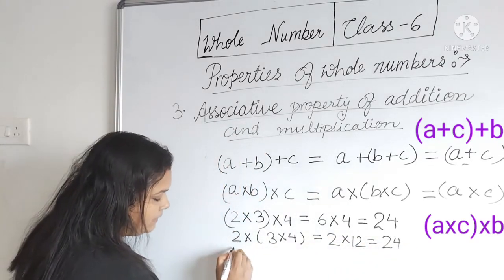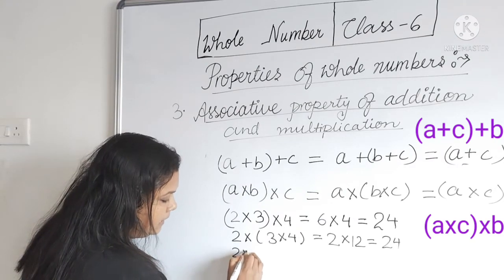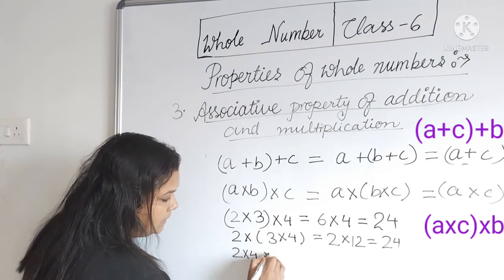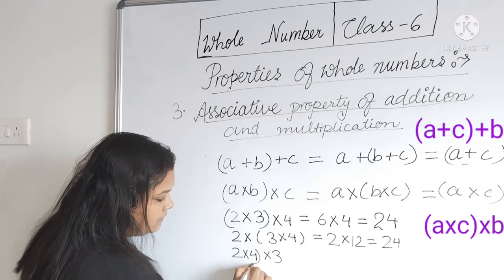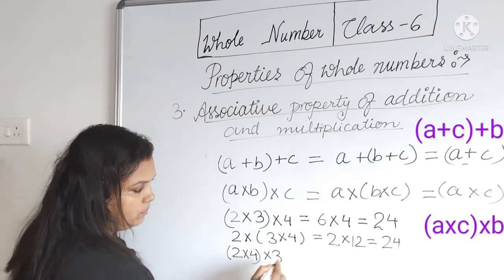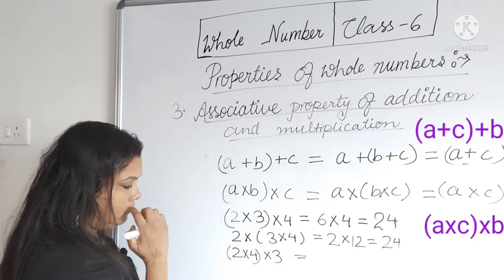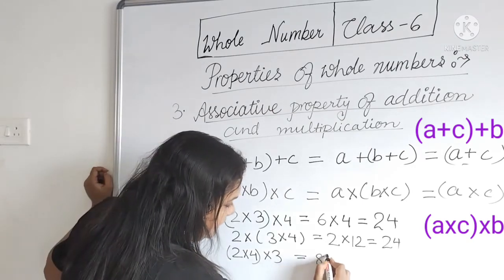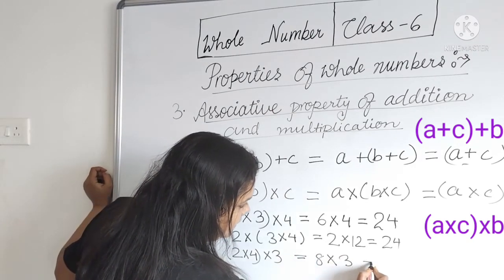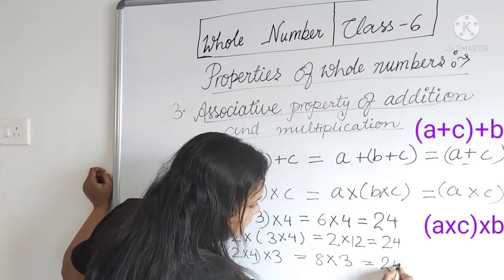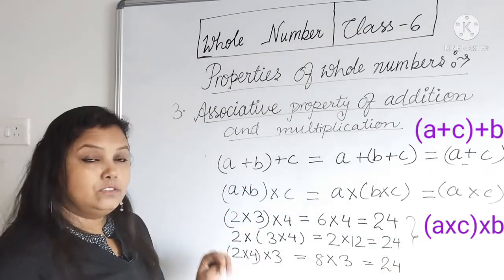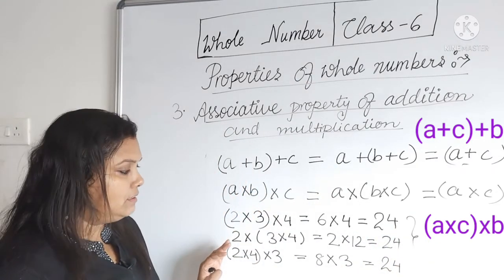And the last grouping, that means 2 multiplied by 4 multiplied by 3. This we will put in one group and now try to solve it. 4 2s are 8. 8 multiplied by 3 is again 24. So it is true for multiplication also.